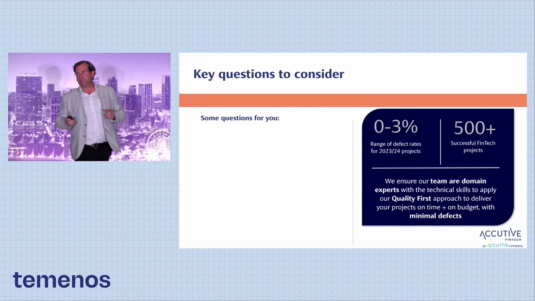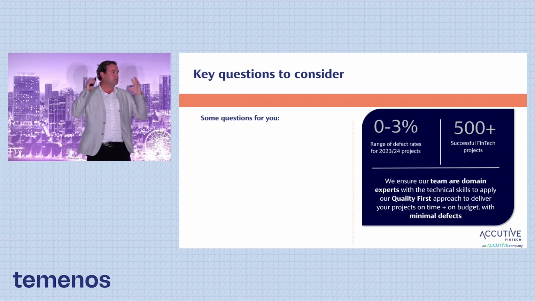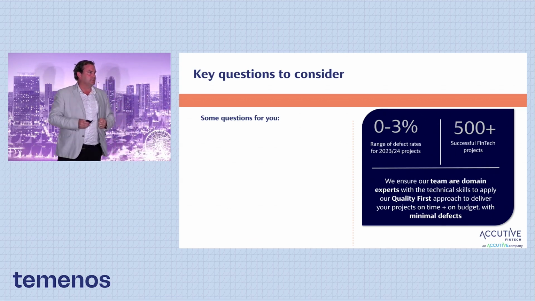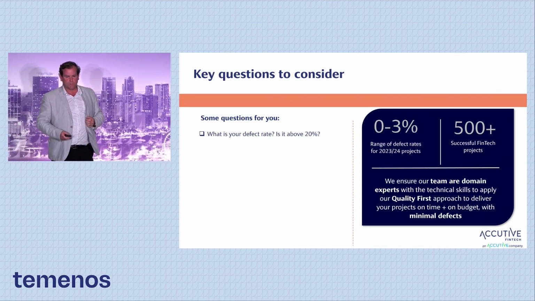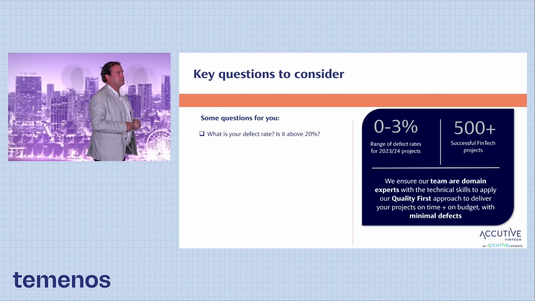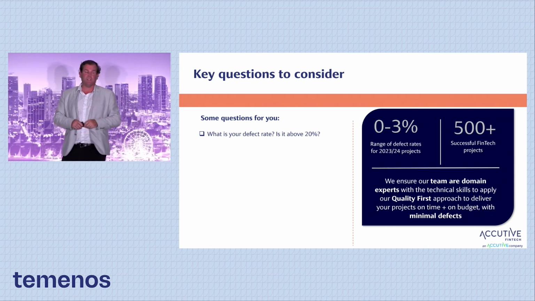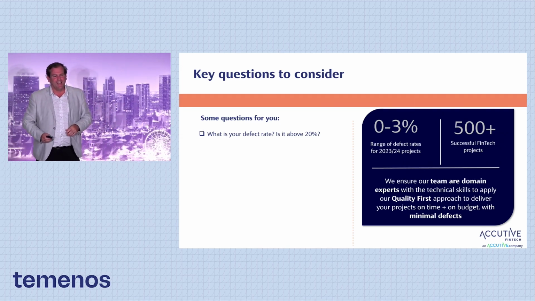I'm going to ask a little bit about you now. So I'm going to go through a series of questions, and you guys, in your minds, or if you want to call out, you can, think of these as yes or no questions, okay? So here's the first question I have for you: what are your current defect rates when you do projects? Is it above 20%, 30%, 40% or higher? Yes or no, right? You don't have to yell it out.